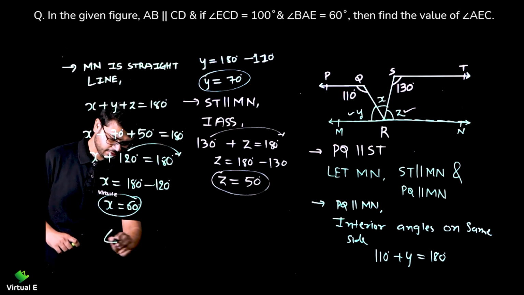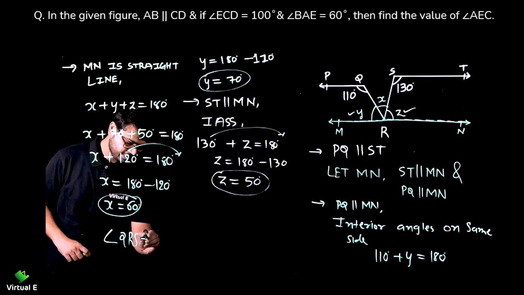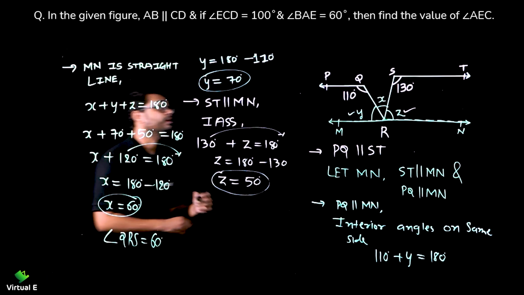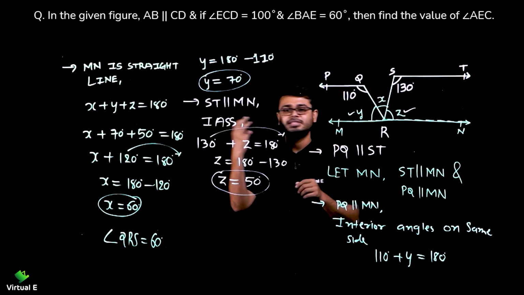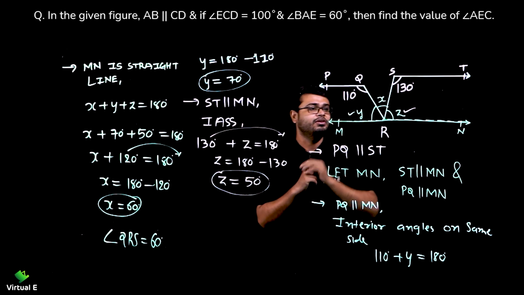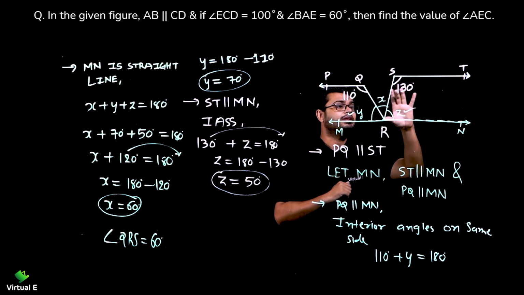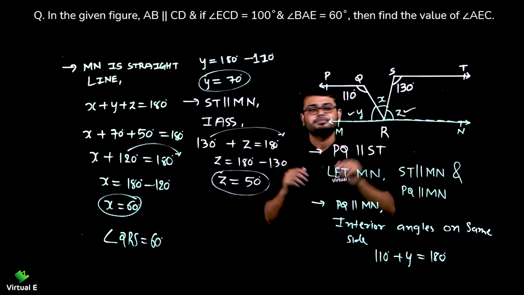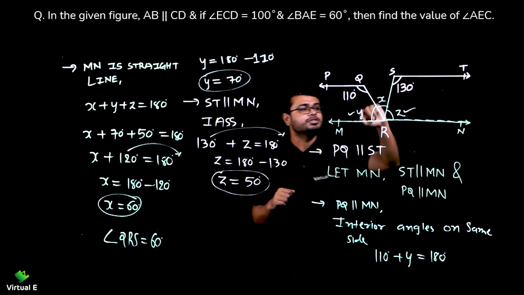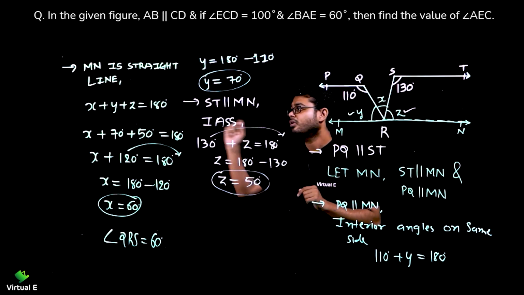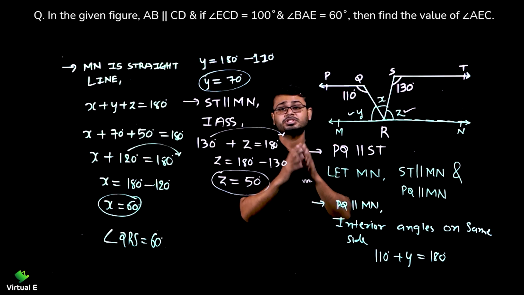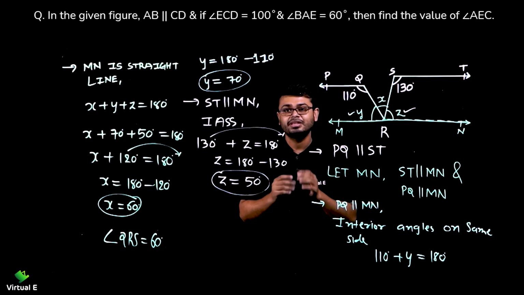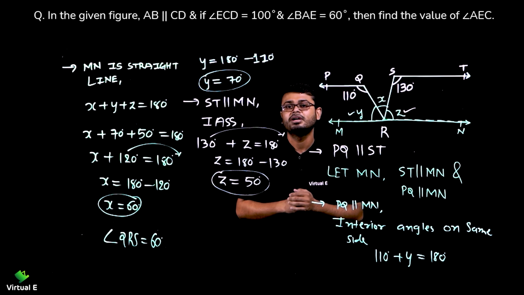Let's write here angle QRS is equal to 60 degree, right? So question was simple, and we did actually 3 steps over here, right? Not only one. Get the value of y with IASS, get the value of z with IASS, and MN is a straight line, so addition of all 3 angles x, y, z will be 180 degree. So this was the topic related to parallel lines. Now we are going to discuss angles with triangle and the combination of parallel lines.